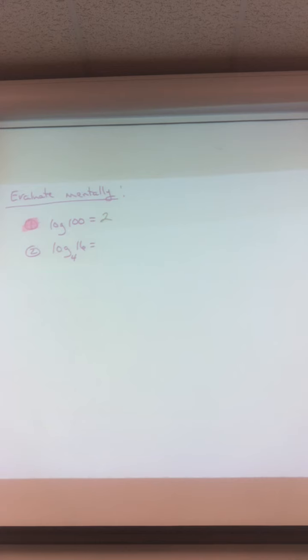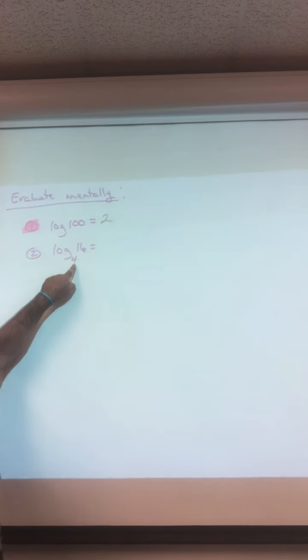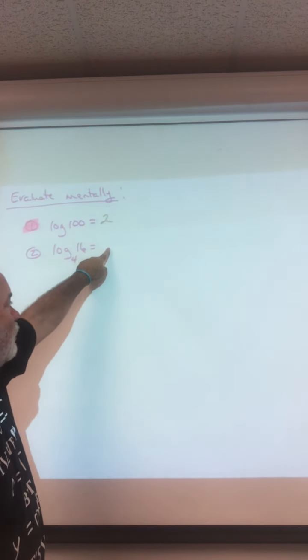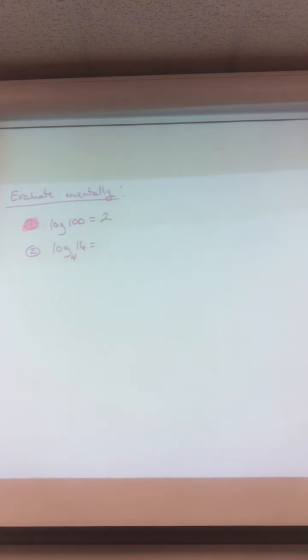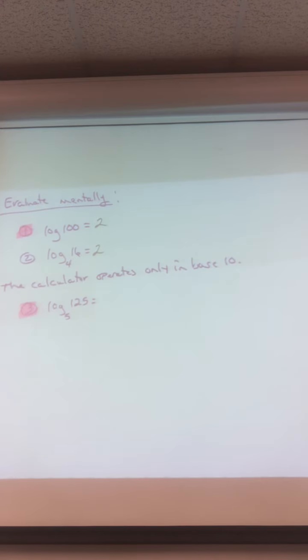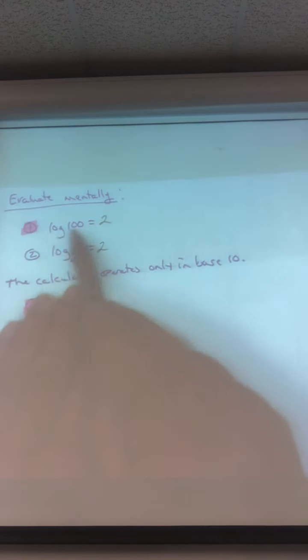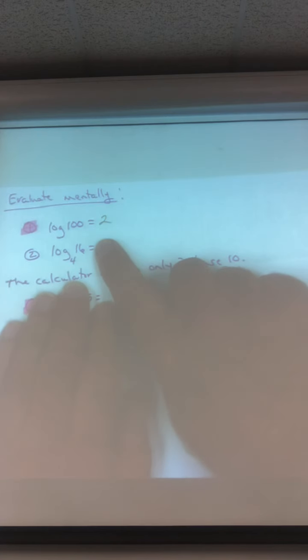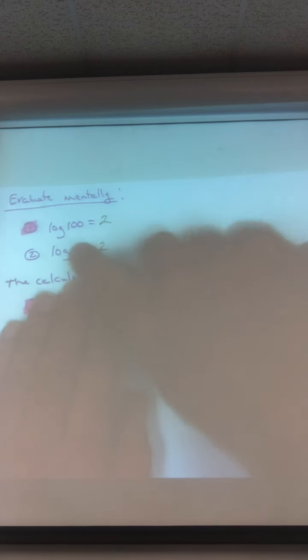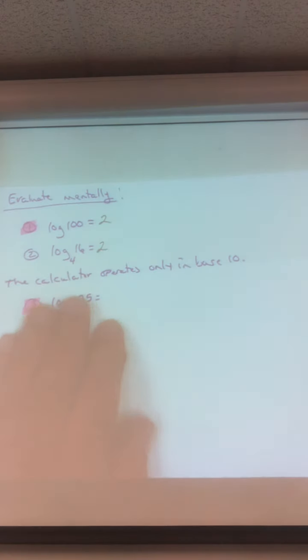Let's do this one. The log of 16, base 4. So this means, what exponent would have to be on 4 to get 16? 4 to the second power, 4 times itself twice. Now remember, your calculator would have worked the first one. Your calculator would not have worked number 2. So if I ask you to do the second example, you're going to have to do that one mentally, because the calculator only operates in base 10.